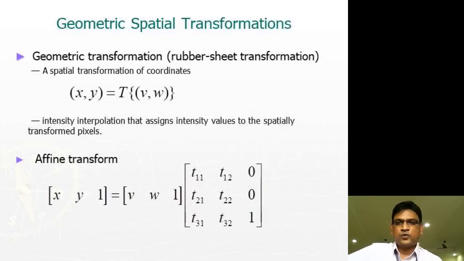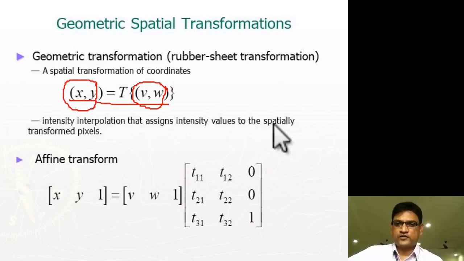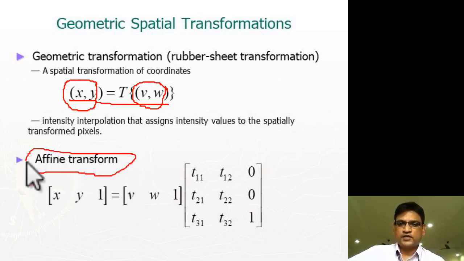And the third one is the geometrical spatial transformations. Here we have an affine transformation. In general, this is the equation used to transform. This is the original coordinate v, and this is the transformed coordinate, and this is some operation. The intensity interpolation will assign the values based upon the transformed pixels, and this is a well-known transform, that is the affine transform.